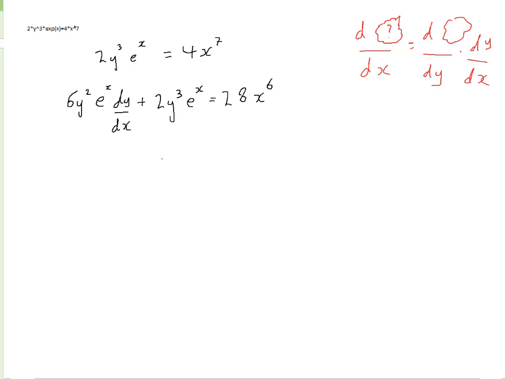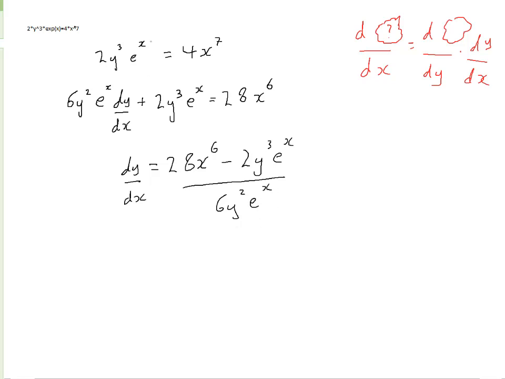So what we do is we subtract 28x to the power 6 from both sides, so this disappears and it comes to here. So I've moved this there. Now I'm left with this. So I could divide by that. So dy by dx is going to be all of this divided by 6y squared e to the power x.